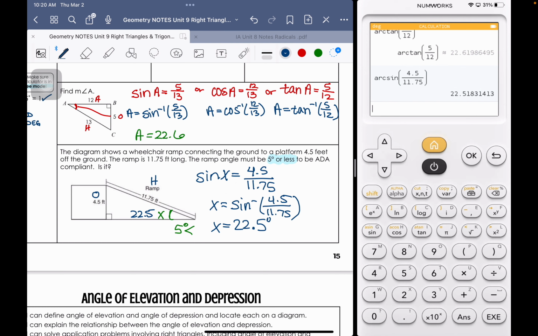So is this ADA compliant? No. It is not 5 degrees or less. Our angle was 22.5 degrees.